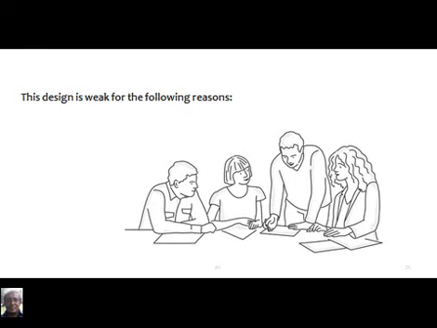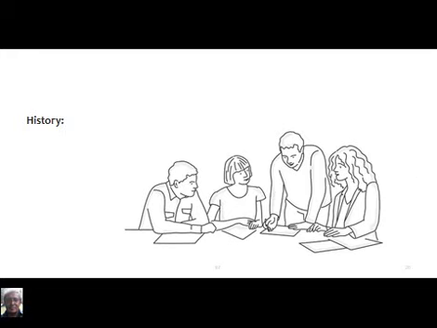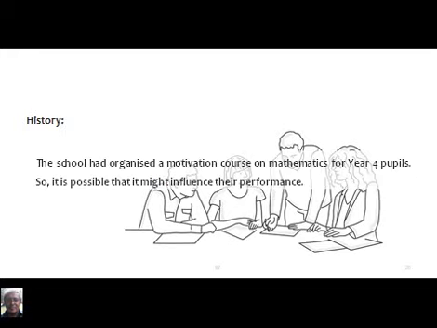This design is weak for the following reasons. Selection bias. History. Selection bias. It is possible that the pupils you selected as subjects were already good in mathematics. History. The school had organized a motivation course on mathematics for Year 4 pupils. So, it is possible that it might influence their performance.